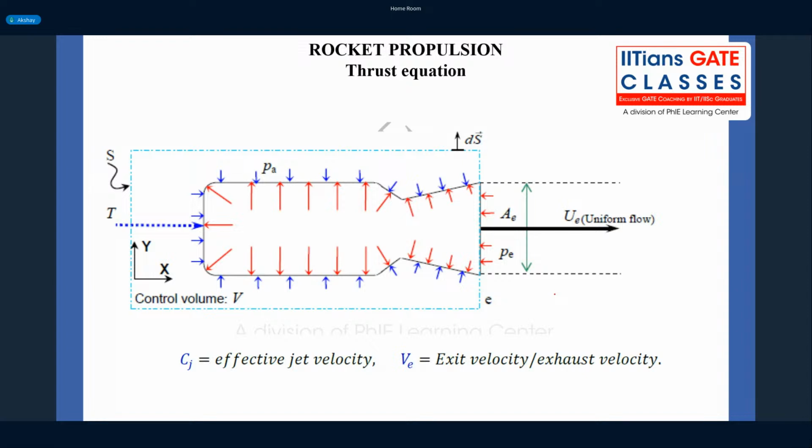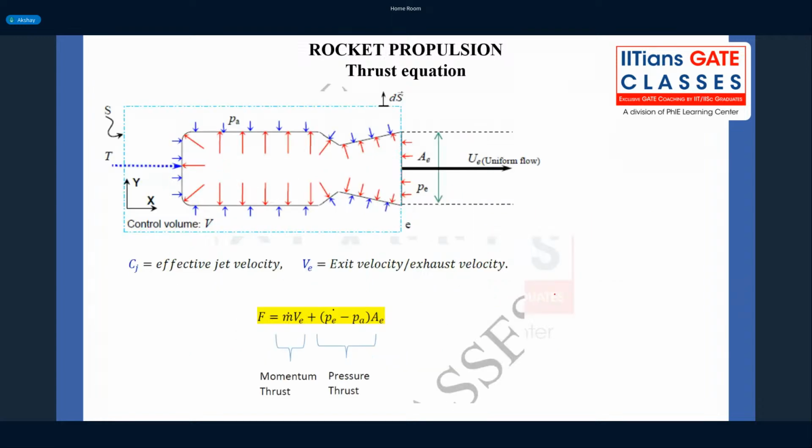Okay, so I need this equation in the later part of my discussion, so I am just taking the thrust equation directly. I can write the thrust equation for the rocket as the momentum thrust plus the pressure thrust. So what is this momentum thrust? We know from Newton's second law of motion that the rate of change of momentum is nothing but the external force acting on the body in the direction of the momentum change, right? That is what corresponds to the momentum thrust.